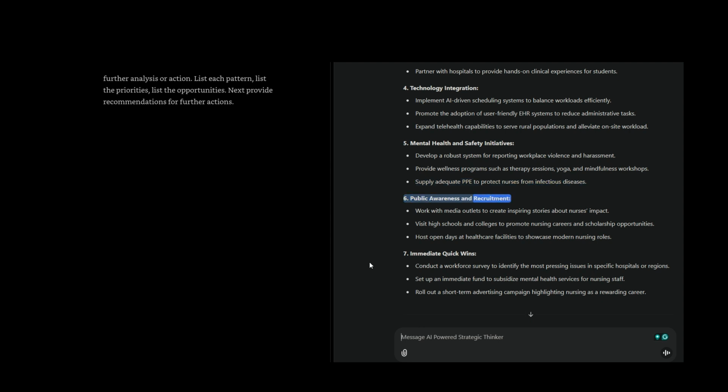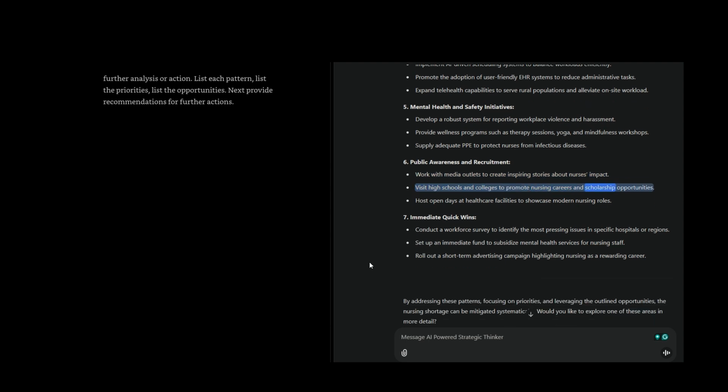6. Public awareness and recruitment: work with media outlets to create inspiring stories about nurses' impact. Visit high schools and colleges to promote nursing careers and scholarship opportunities. Host open days at healthcare facilities to showcase modern nursing roles.